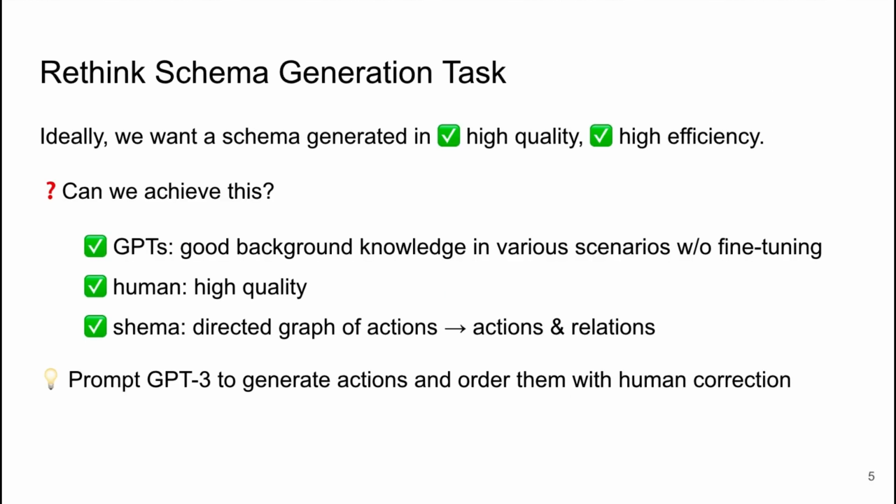Ideally, we want a schema to be generated both in high quality and high efficiency. Can we achieve this? Thinking about what we have currently. First, we have GPT models which are very strong in background knowledge, so we will be less vulnerable to the domain transferring problem. Second, we have limited human force to generate high-quality data. With this observation, we propose to boost human ability with the help of GPT models. In other words, we want GPT to offer candidate materials, and then human judges correct them with their own knowledge.